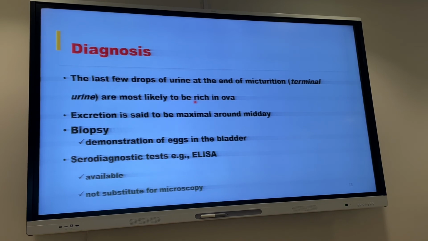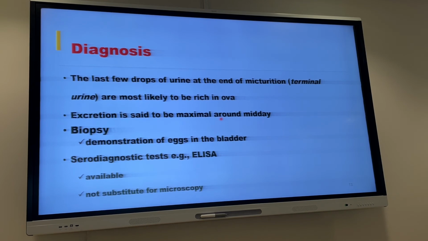Terminal. Very good. Now, excretion is believed to be maximal around midday. Now, some people postulate it's because this is about the time we are likely to engage in water-related activities. I mean, if 12 midnight is the time for maximal excretion of the eggs, nobody goes swimming at 12 midnight, right? So that's useless. So to increase the chances of the miracidia coming into contact with the snail host, maximal excretion of the egg occurs within about midday.